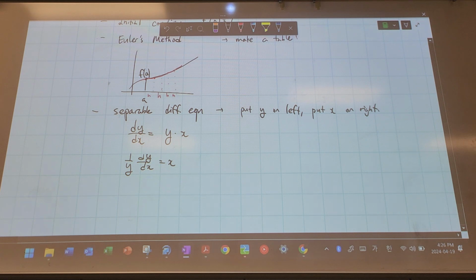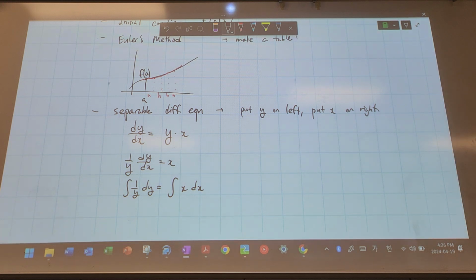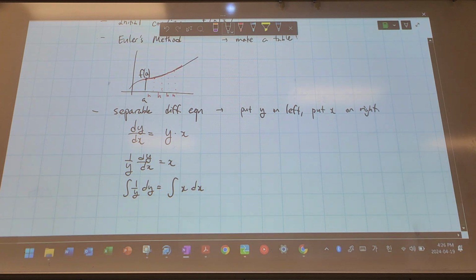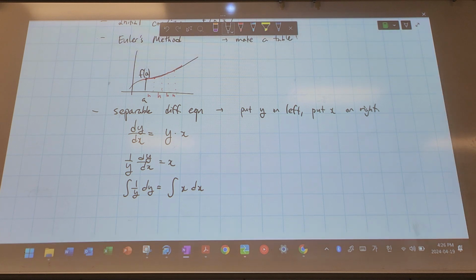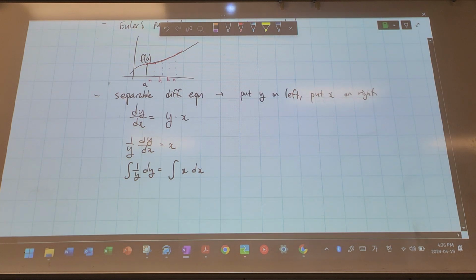And then you do the integration, and then it becomes 1 over y, dy is equal to the integral of x dx. And then you proceed further. You integrate both sides, with respect to x, and the dx on the left side is cancelled out. Okay, that makes sense. So that's the idea of the separable differential equation.